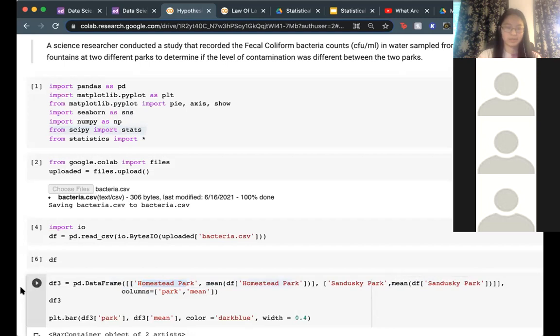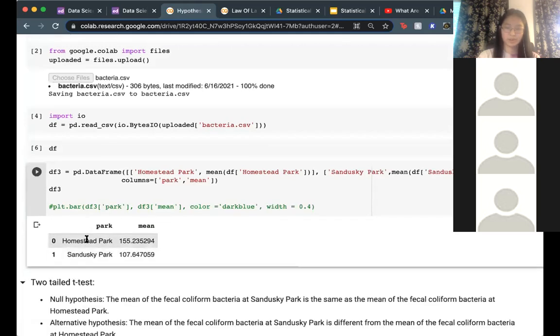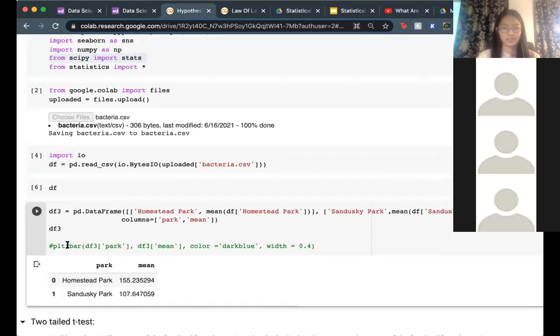And what you get from that, if you run that part, don't worry about the bar plot for now. If you run that part, you're going to get this nice, hey, this is the park, this is the mean of the things. So let's graph that with the bar plot.